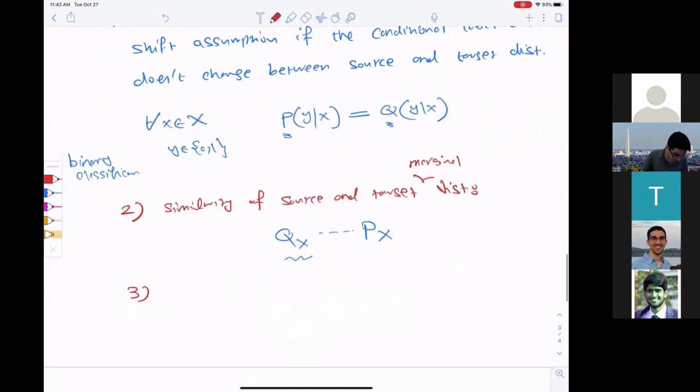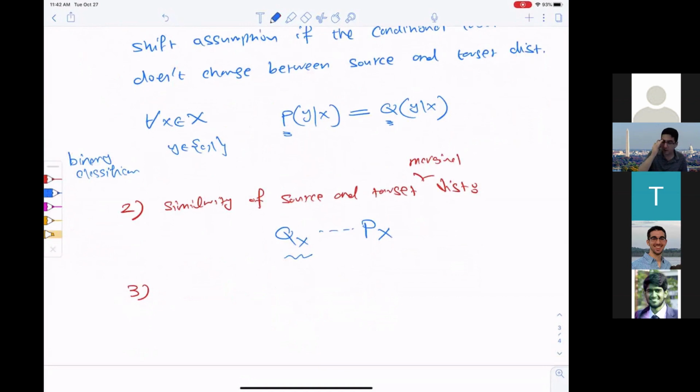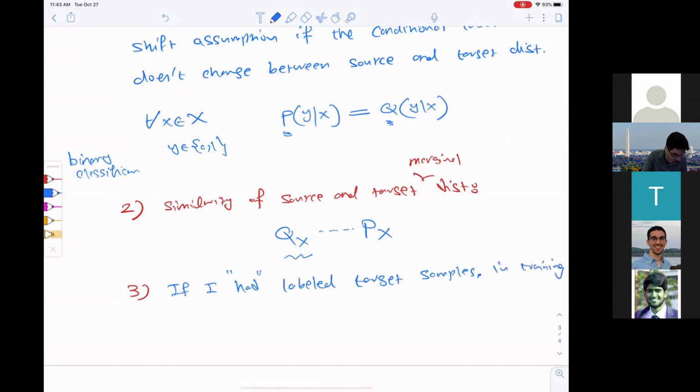And the third assumption is that... Okay, so what is the ideal case? The ideal case, if I had a genie, what would I ask that genie? I would say, okay, give me labels for my target domain as well. If I had labeled target samples in training, the joint error should be small.